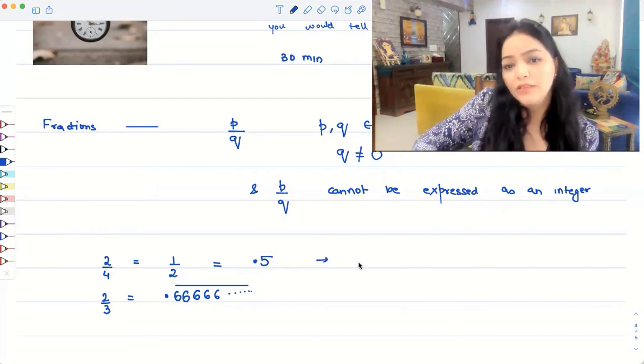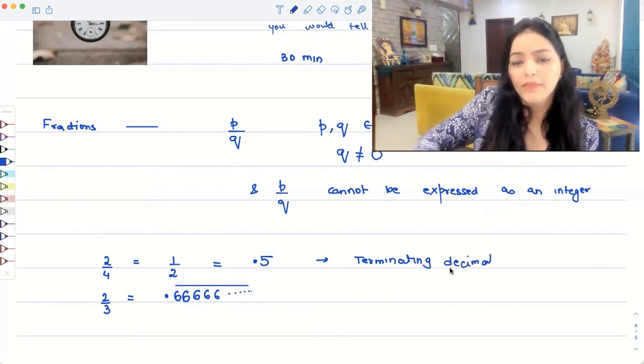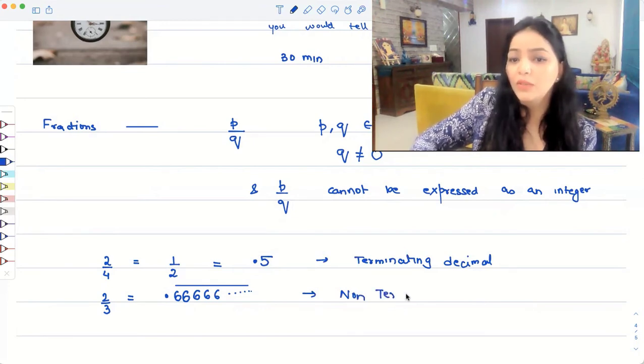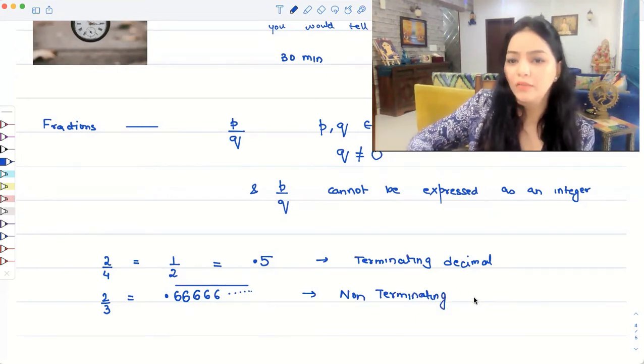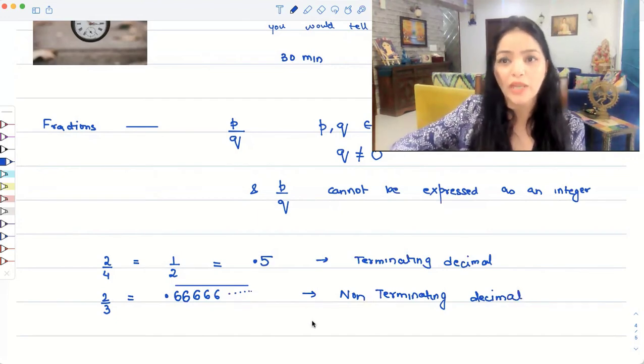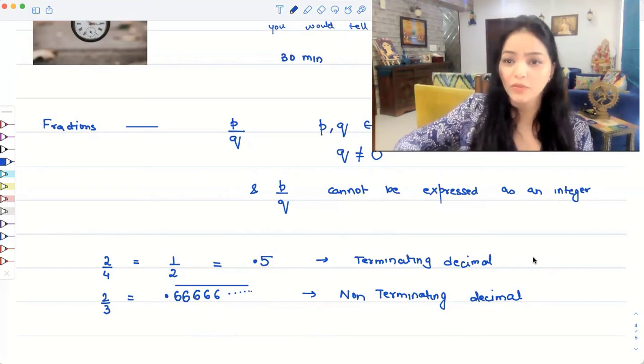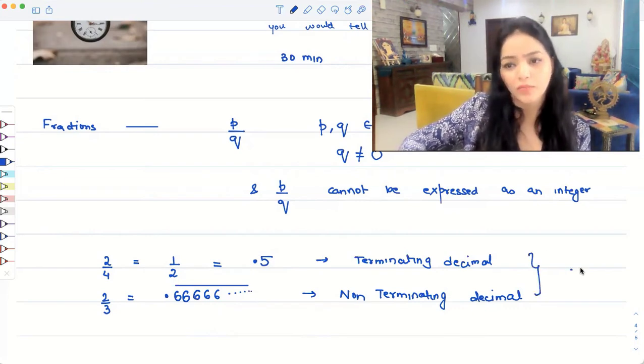0.5 is called a terminating decimal, and 0.666 is called a non-terminating decimal. Whether it is a terminating decimal or a non-terminating decimal, it is a rational number, because whether it is terminating or non-terminating, I will be able to write it down as a fraction. So both could be rational numbers.